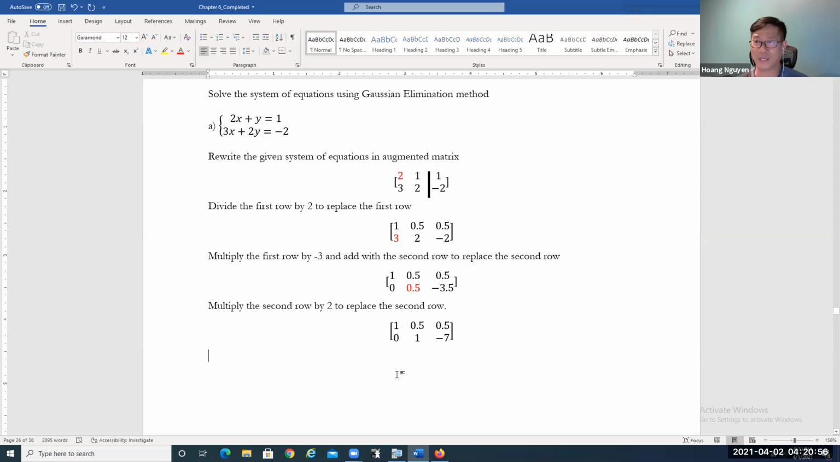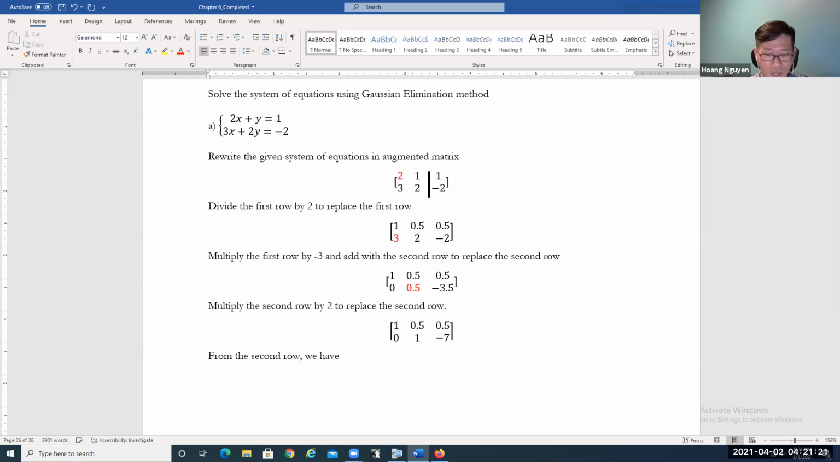Okay, so let's double check if that's the final step. Do we need to do anything further? So double check. The elements on the main diagonal already equal 1, and the elements below that already equal 0. So that looks good. So now we're going to use back substitution. So let's observe the second row. From the second row, what do we get?